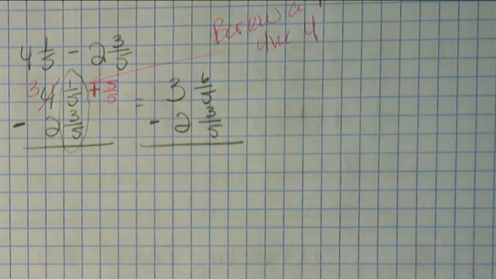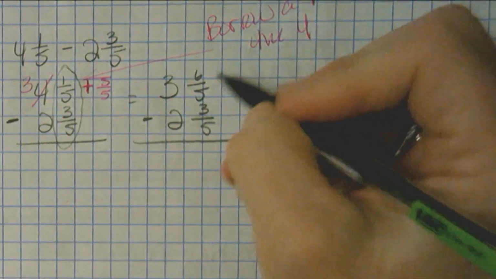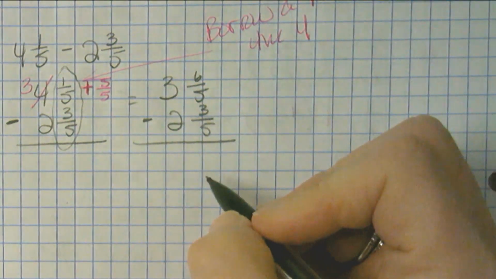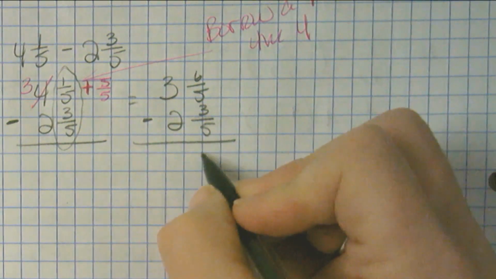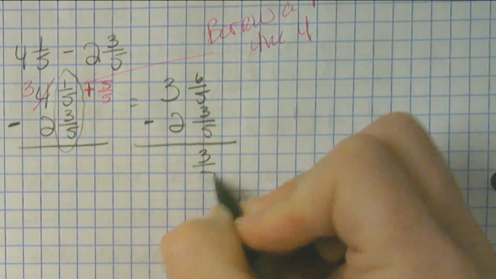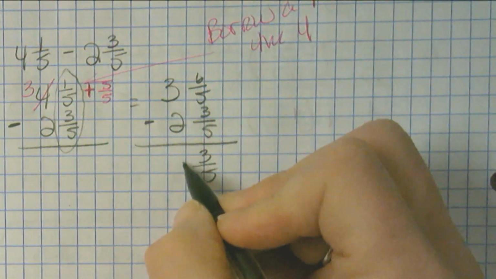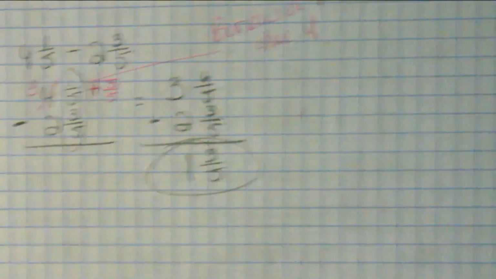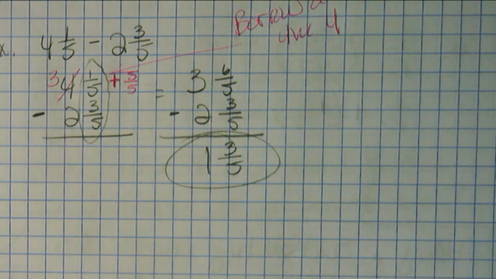Now I'm going to do my work here. So 6/5 minus 3/5, what do I get? Cullen? 3/5. What's 3 minus 2? 1. There's my answer. Let me tell you the mistakes that I see people make.